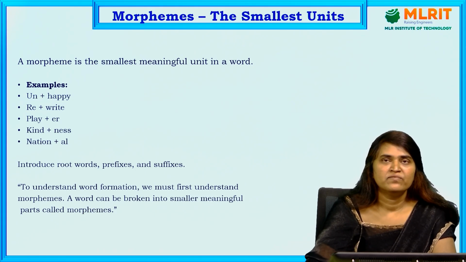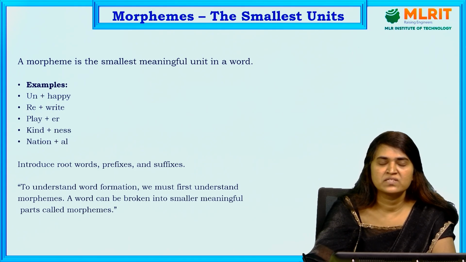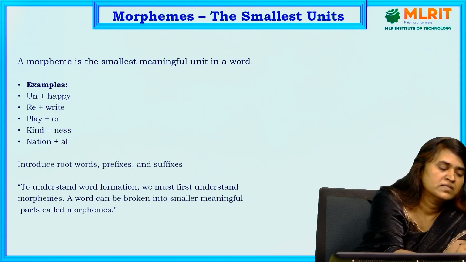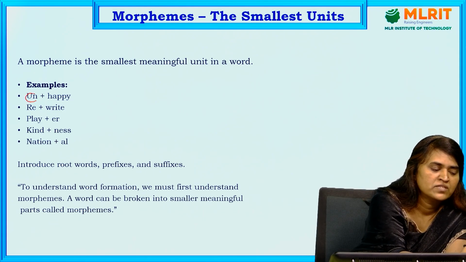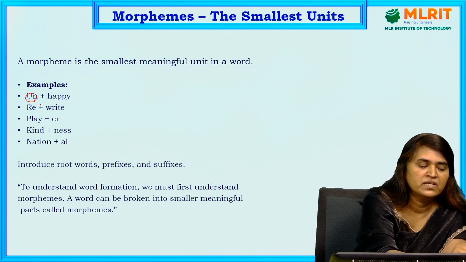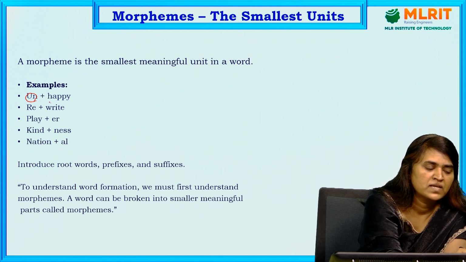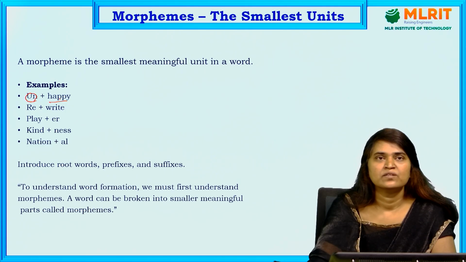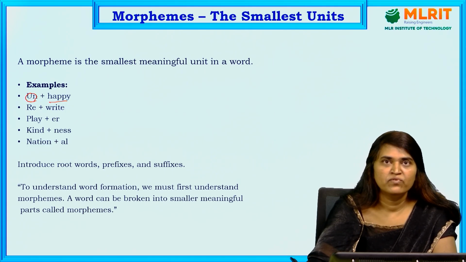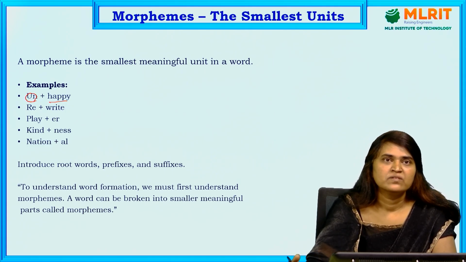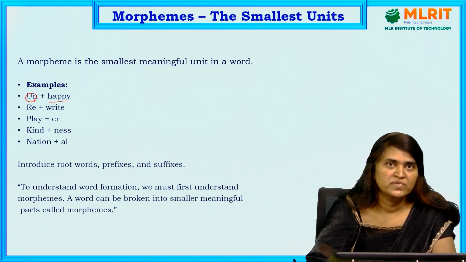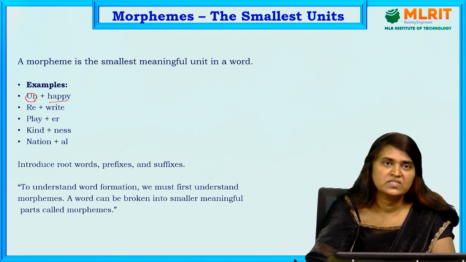So what is a morpheme, the smallest unit? To understand word formation, we must understand morphemes. A word can be broken into smaller meaningful parts called morphemes. So this is the smallest unit having some meaning. These are morphemes, and plus happy. So these are meaningful units in a word. They include root words, prefixes and suffixes. A morpheme is the smallest meaningful unit in a word.